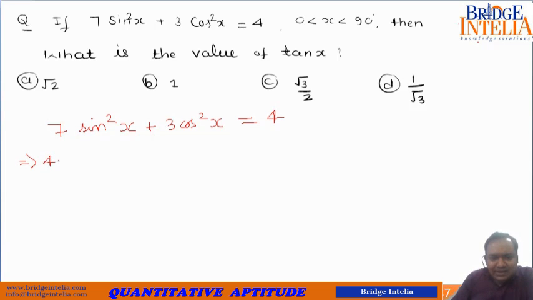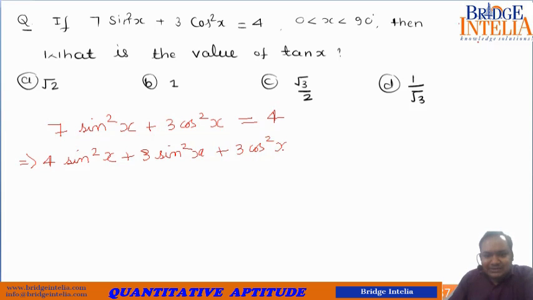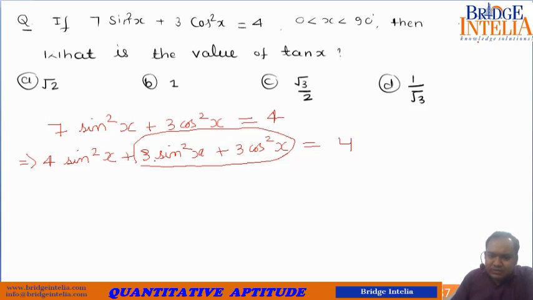This can be rewritten as 4 sin square x plus 3 sin square x plus 3 cos square x. So this is given to us as 4. Now this is in a perfect condition so that the identity can be applied. How? If you take 3 common, it will become sin square x plus cos square x. So this is 4 sin square x plus 3, which is given to us as equal to 4.